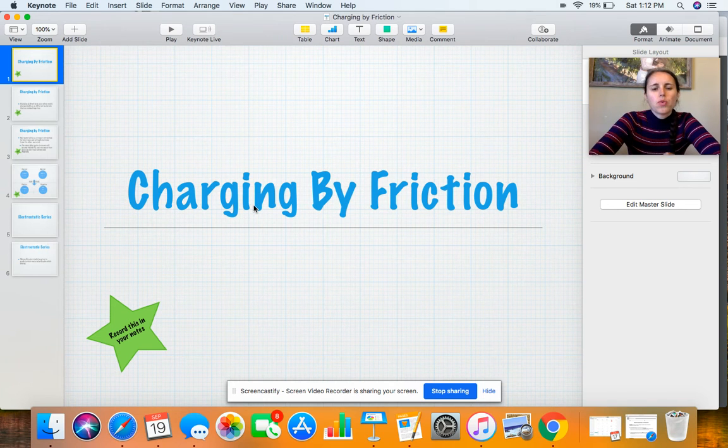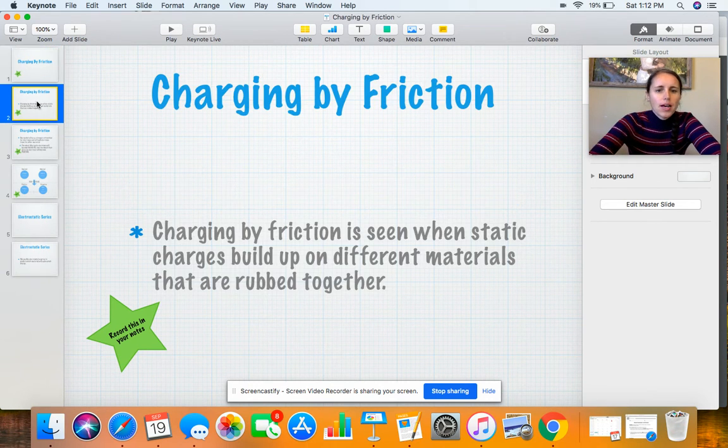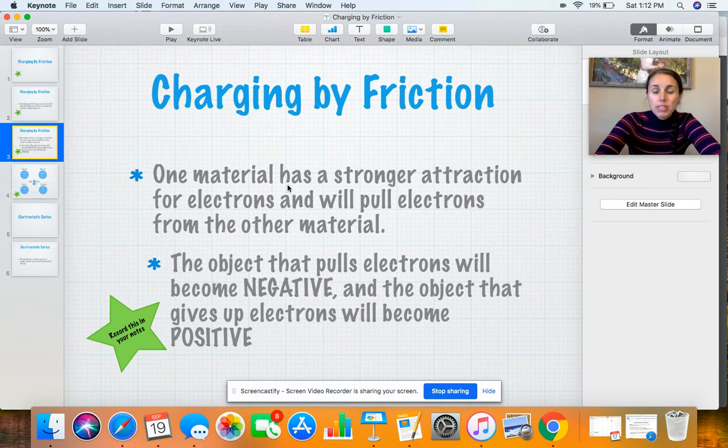So today we're going to take a quick look at charging by friction. This is one of the ways that you can charge, and it follows the rules of the electrostatic series. Charging by friction is when static charges build up on different materials that are rubbed together. One material has a stronger attraction for electrons and will pull electrons from the other material.